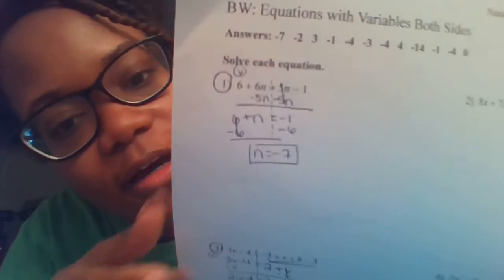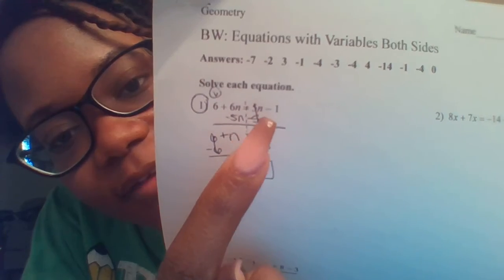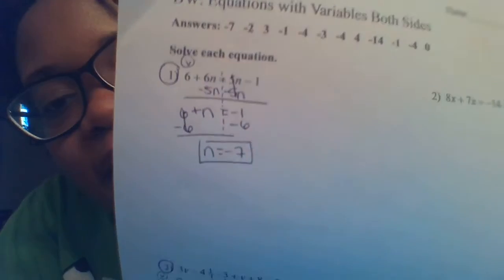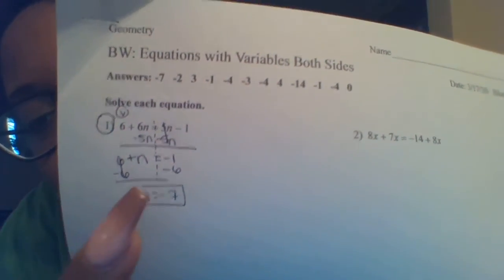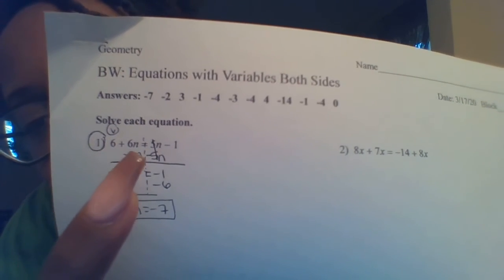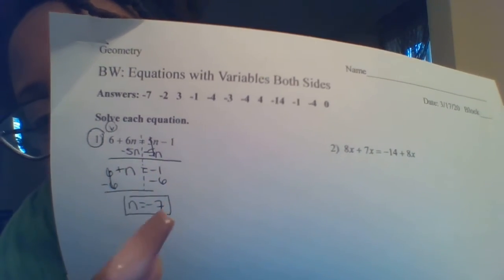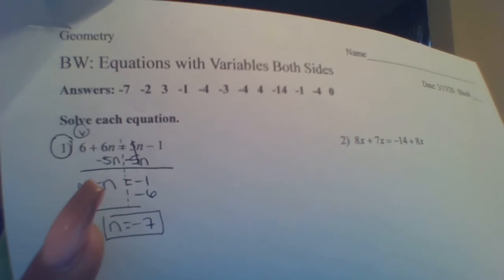So problem 1 on the handout, we have 6 plus 6n equals 5n minus 1. When solving equations with variables on both sides, you want to start by making sure both sides are completely simplified. So we see there's no distribution, no like terms to be combined on the left side or the right side. Because both sides are simplified, now we want to designate what side to get all of the variables on. Because both sides have variables and constants, it's fairly common or easy to isolate the variable to the left side.